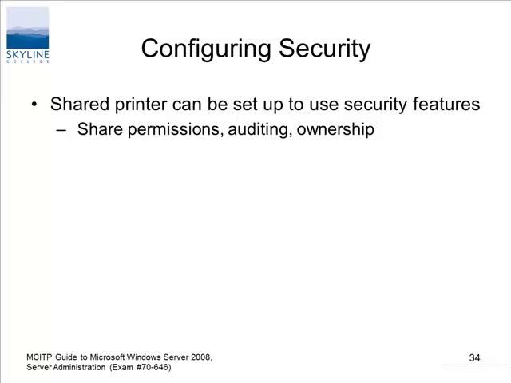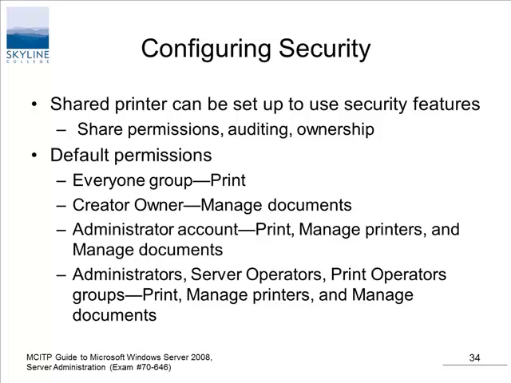We still get into a situation that if we give an explicit deny, then the only way to get rid of that explicit deny is to go take it off. An explicit deny will always override everything. The default print permission is everyone. What you want to do when you want to control it by group, students, is take the everyone group out and put that group in for whatever level of control you want them to have. Default: the everyone group gets print, creator owner gets manage documents, administrator gets print, manage printers, and manage documents.